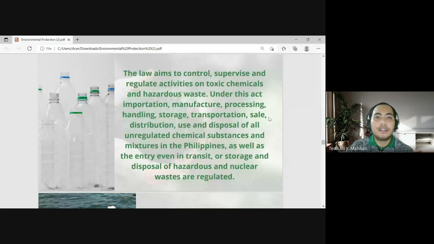Okay, so the law aims to control, supervise, and regulate activities on toxic chemicals and hazardous waste. Under this act, the importation, manufacture, processing, handling, storage, transportation, sale, distribution, use and disposal of all unregulated chemical substances and mixtures in the Philippines, as well as the entry, even in transit or storage, and disposal of hazardous and nuclear waste are highly regulated.